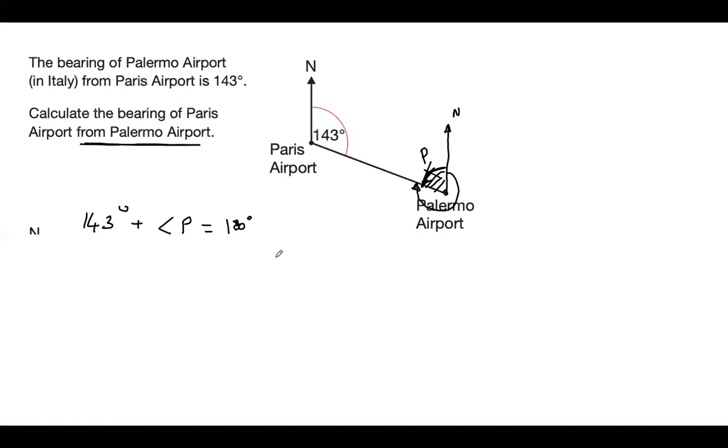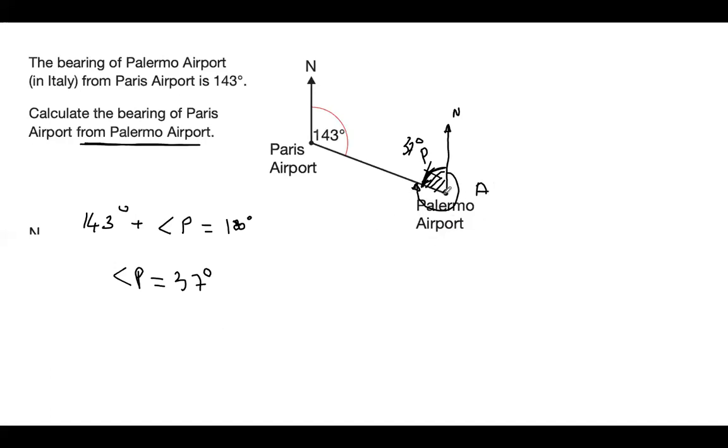This is how it is, because they are interior angles of two parallel lines created by an intersecting line, so 180 degrees. So angle P is 180 take away 143, so angle P is going to be 37 degrees. Now, how about this large angle, which I'm going to call angle A, for Palermo Airport. So all the large angle here, angle A.